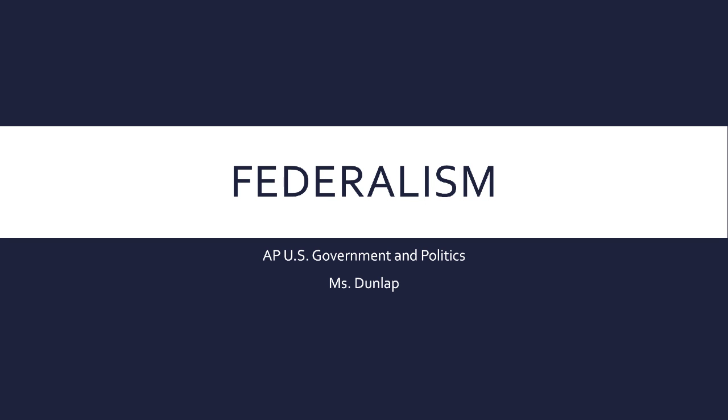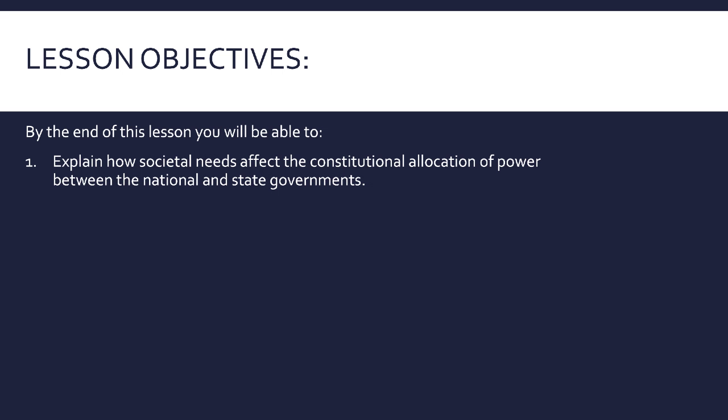This time we are going to be talking about federalism. So let's get started. By the end of the lesson, you'll be able to explain how societal needs affect the constitutional allocation of power between the national and state governments.